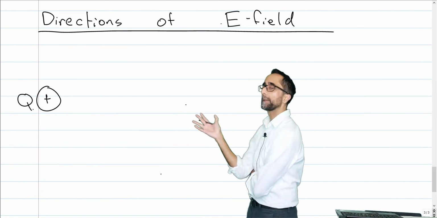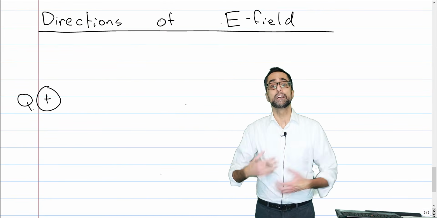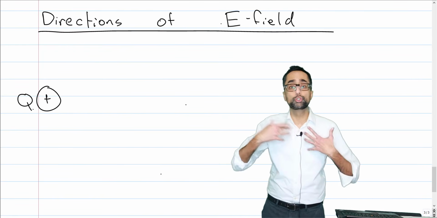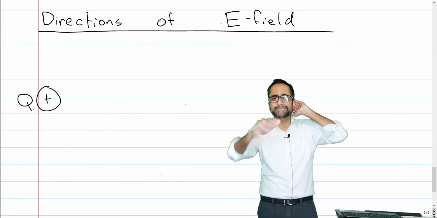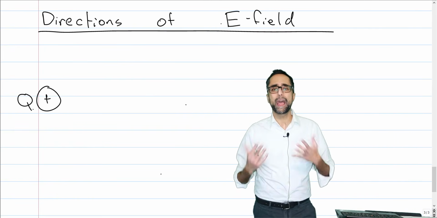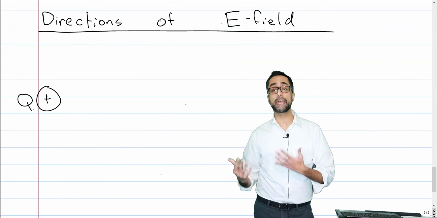Well, what we can do is put test charges in it. We can put test charges around it so that we can see what the reaction of those test charges is due to the electric field. Now this might seem circular, right? Like, am I really doing something? How am I detecting that electric field? I'm using charges to detect the electric field.